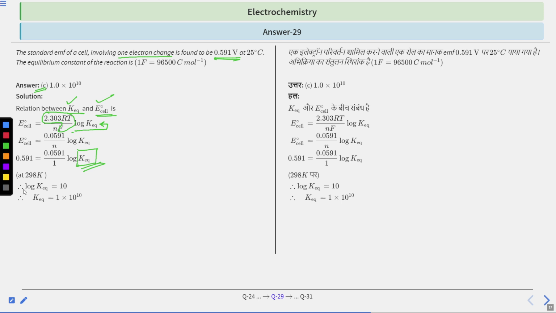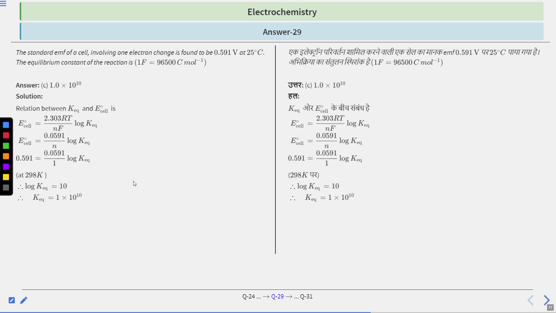Therefore, we just solve it, and the log K equivalent will become equal to 10. So K equivalent will become equal to 10 to the power 10. We reach from this equation to this equation by using the log formula, that log base 10 K equivalent is equal to 10. So K equivalent will become equal to, this 10 in the base will go here, so 10 to the power 10. Okay, thus the K value is 1 times 10 to the power 10, and thus option C is the correct answer.